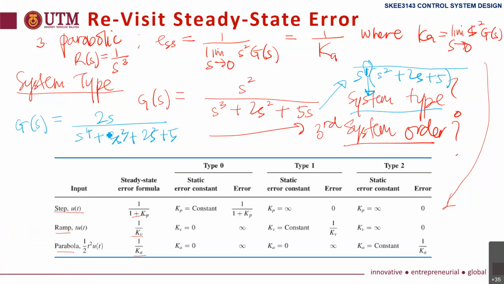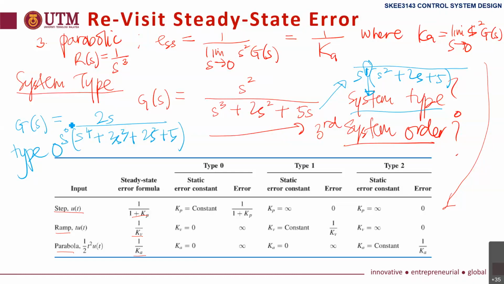Okay, the second one, what is the system type? For another G(s), another transfer function. It is type 0, because it is actually s to the power of 0. So please revise that.